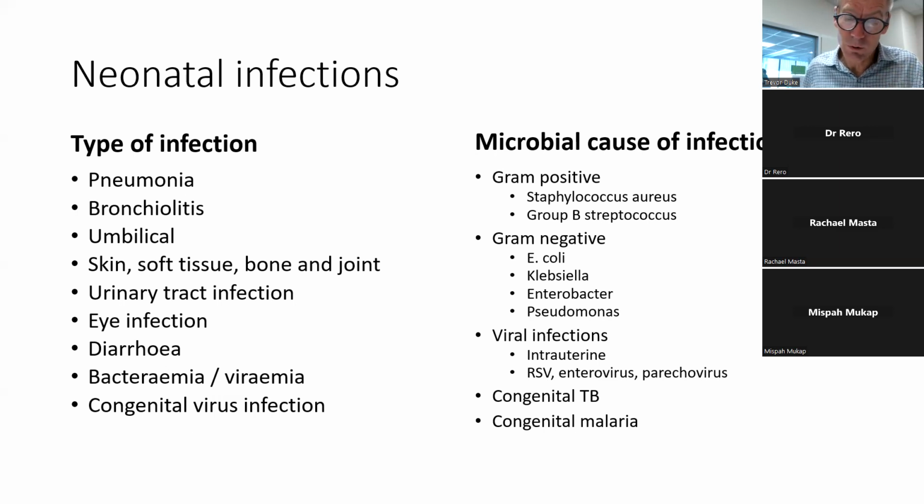So when you think about newborn infections, it covers a lot of different pathogens, and they can manifest in many different ways. So that's just an overview, I suppose, of the types of infections that occur and the microbial causes of infection. It's not exhaustive. There are actually many more types of infections, but these are the ones that I think you need to know about.